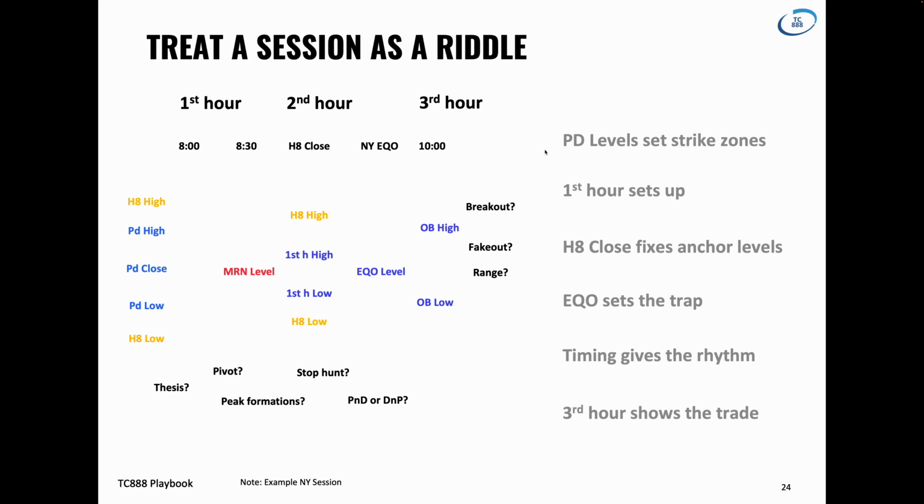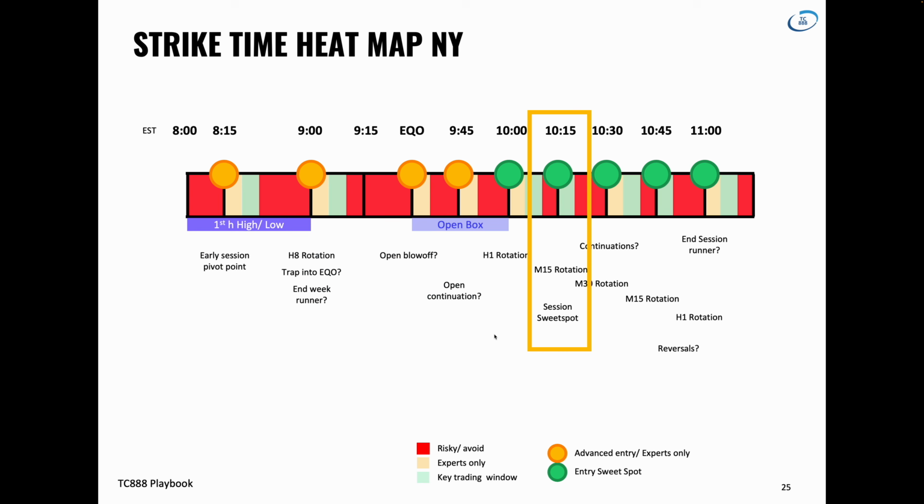So previous day levels set the strike zones. We look at that. First hour sets up the first hour high and low. We will look at that in a minute. 8-hour closes fix the anchor levels, 8-hour high and low. Equity open sets the trap. This is what we will look for once we come back to the chart. Timing then gives the rhythm, and the third hour typically shows the trade.